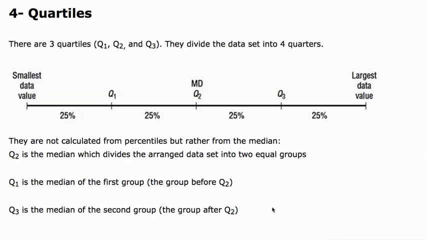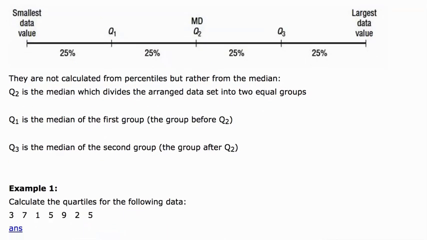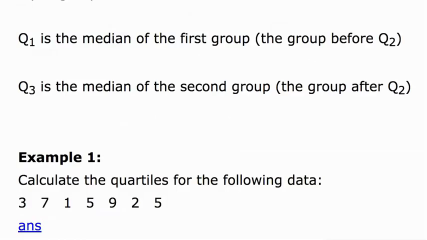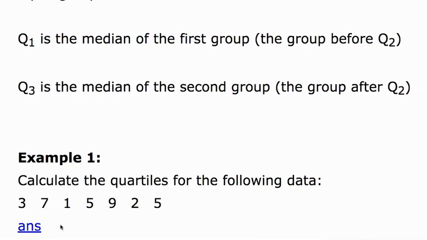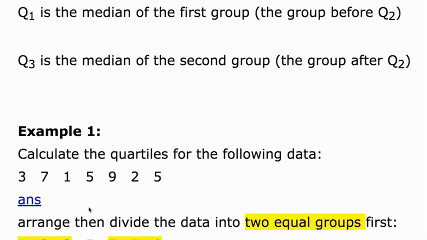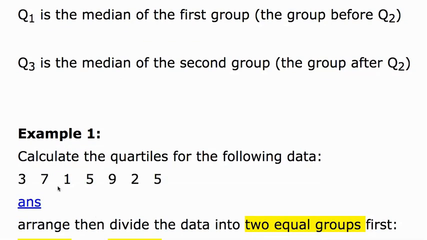So let us see an example. Let's calculate the median and the quartiles for the following data. In general, I need to calculate the median first because it's the first step in calculating the quartiles. In fact, we need to arrange the data first before calculating the median. Let us see the steps. We first arrange the data. So this is the data not arranged. We need to arrange it first.